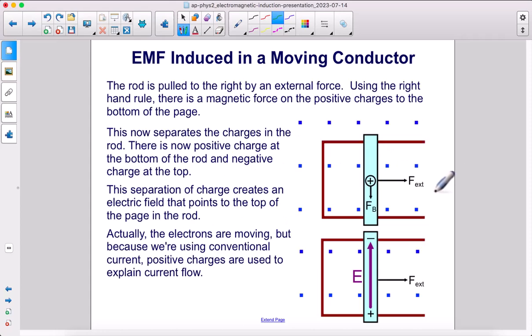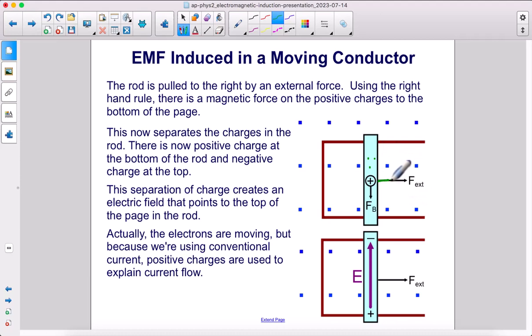We're going to examine this same scenario again, but now looking at the electric field. So, the rod is being pulled to the right by an external force. Using the right-hand rule, there is a magnetic force on the positive charges in the bar that push them to the bottom of the page. So remember, we have positive charges. In reality, positive charges don't actually move, but we can just pretend that they do for this derivation. Really, it's just the negative charges going up, but let's focus on positive charges.